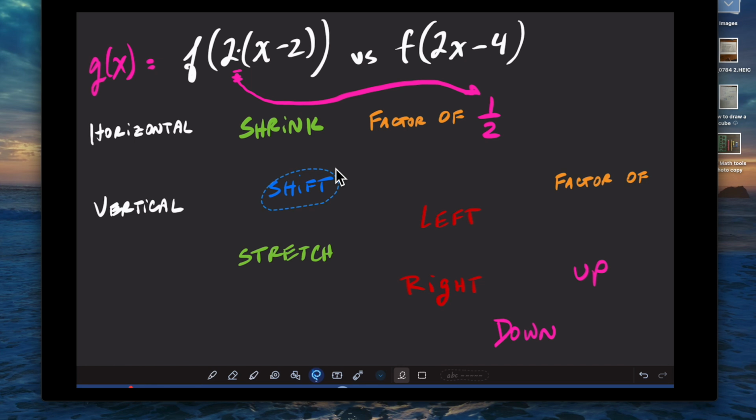We're still going to be horizontal because we are inside the parentheses, so I'm just going to put quote marks. We know we're going to be shifting 2 units. The question is, are we shifting right or left? -2 is on the left side of the horizontal number line. We're going to switch that and say it's a shift right 2 units. All right, so in summary, first, this is a horizontal shrink by a factor of 1/2, and then it's a horizontal shift to the right 2 units.